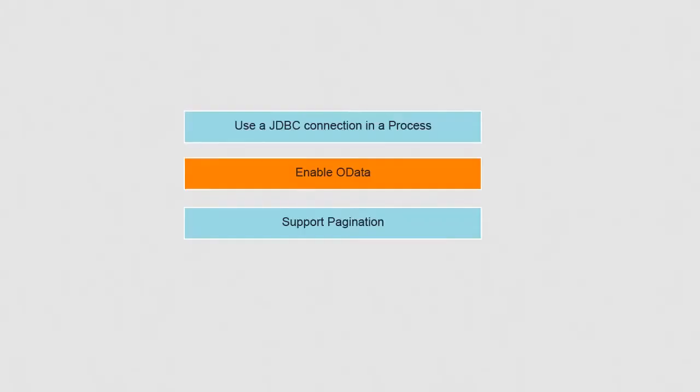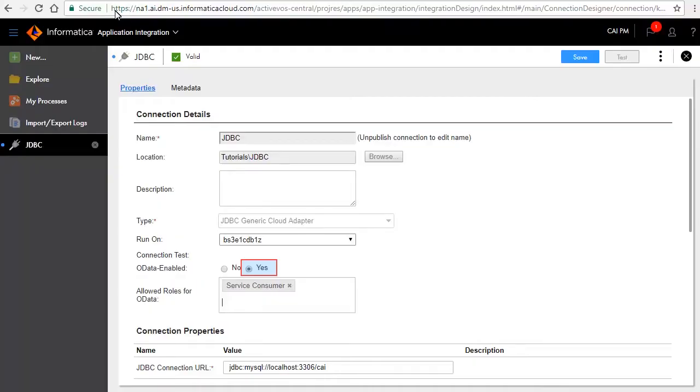We will now enable OData for this JDBC connection. With this, the user should be able to see data on the client in response to a service call. In short, this will help expose data as a service. Back on the JDBC connection properties window, select Yes to enable OData and enter Service Consumer as allowed role for OData. The entry for allowed roles ensures that the data access is protected. A user invoking data as a service would need to enter authentication details to access data.